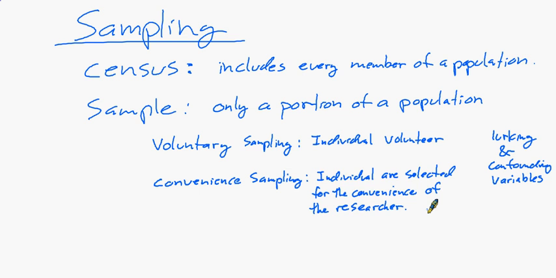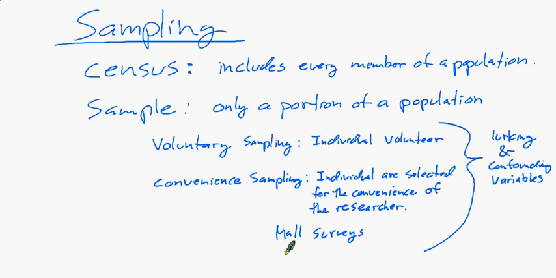Now, convenience sampling: individuals are selected for the convenience of the researcher. The classic example is the mall surveys. You've seen those, people with clipboards standing in the malls, asking you questions about whatever, anything. That's actually a very convenient form of data collection for the researcher. But again, both of these can have lurking and confounding variables.